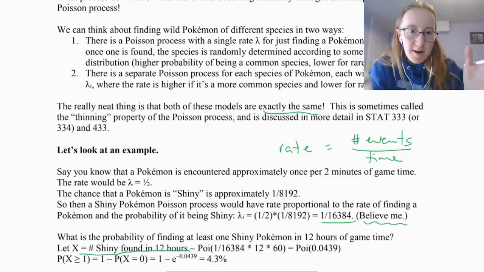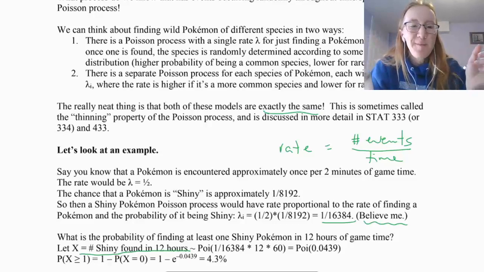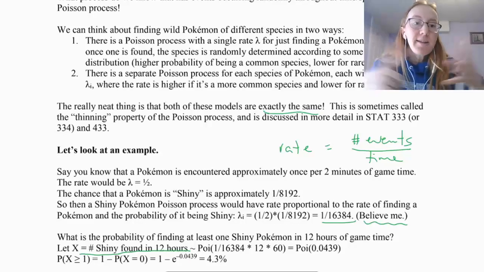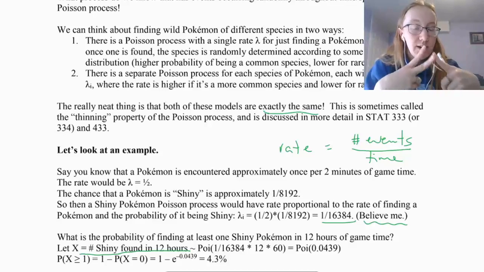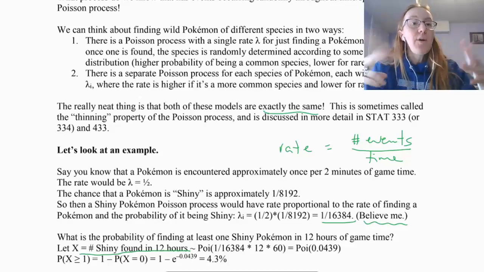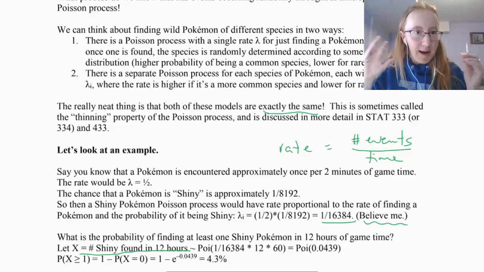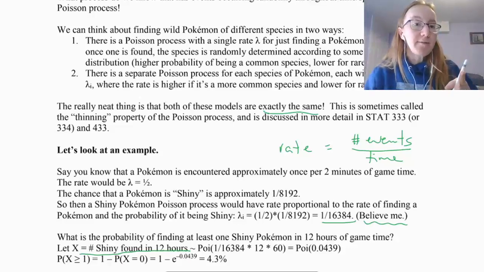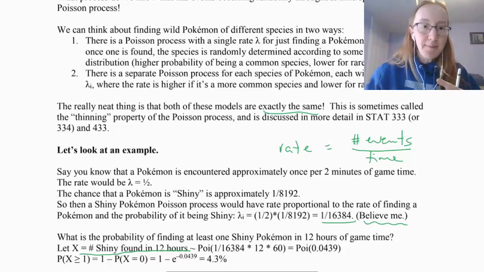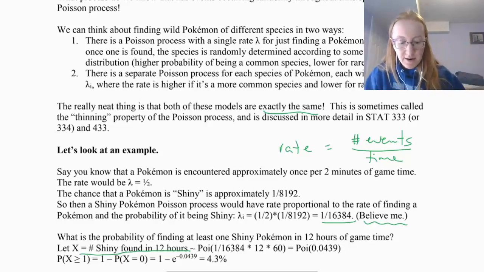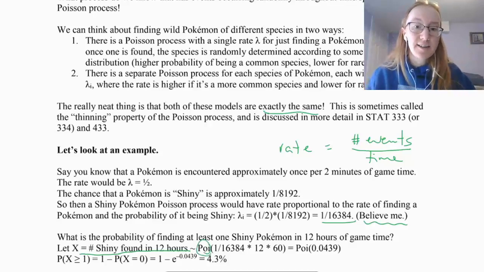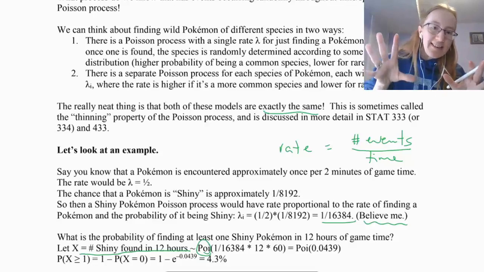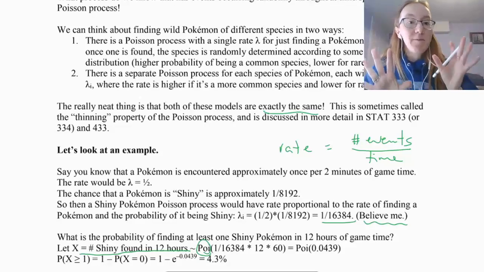Well, here we have a Poisson process with a rate 1/16,384. And we are observing this process for a fixed amount of time, 12 hours, and we want to know how many events occur. So by definition, if we have a Poisson process and we're watching it for a fixed amount of time and wondering how many events happen, that is a Poisson random variable. So we know this is a Poisson random variable because it follows those conditions. And the parameter for the Poisson distribution here is lambda times t, so the rate at which events occur times the amount of time we're watching this process.